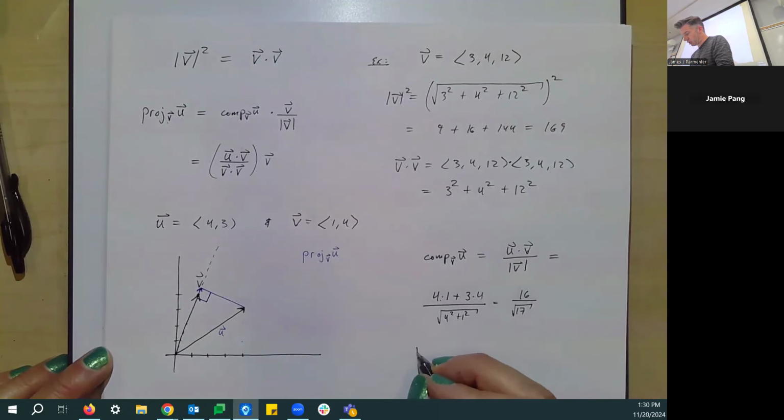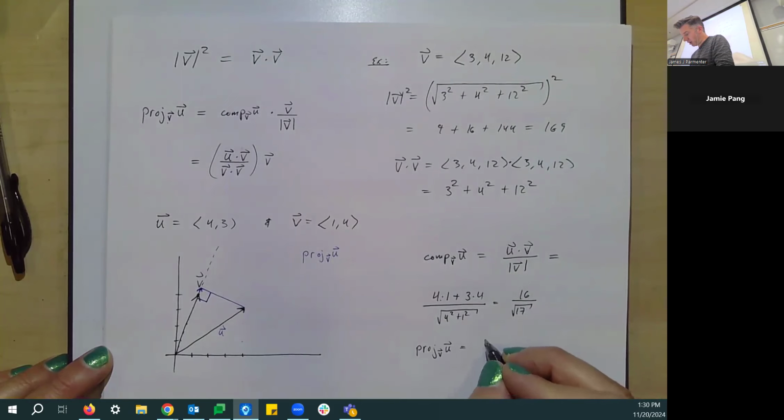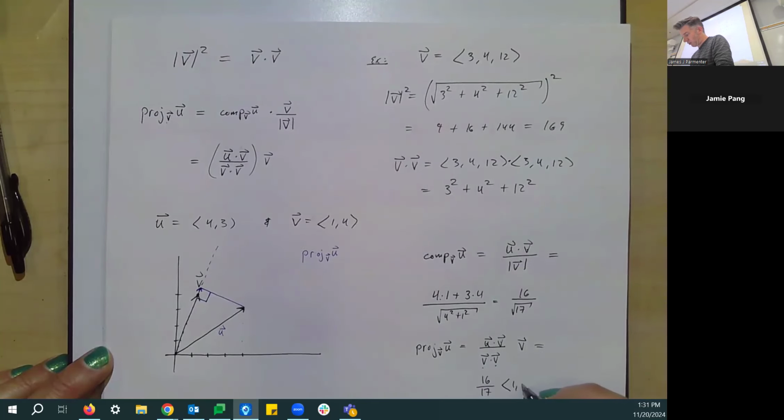Let's find the projection. So the projection of U onto V is going to equal the same dot product divided by V dotted with itself, or just the magnitude of V squared, all times the vector V. So we're going to get, let's see here, U dot V, which is 16, over V dotted with itself, which should be 17, times the vector V, which is 1, 4.